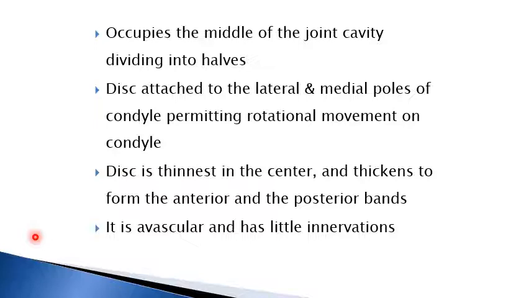Coming to the articular disc, it occupies the middle portion of the joint cavity, and this articular disc is dividing the joint into a superior compartment and an inferior compartment. A point to be noted over here is that the superior and inferior compartments do not communicate with each other. They are totally separated by this articular disc. The disc is attached to the lateral and the medial poles of the condyle.